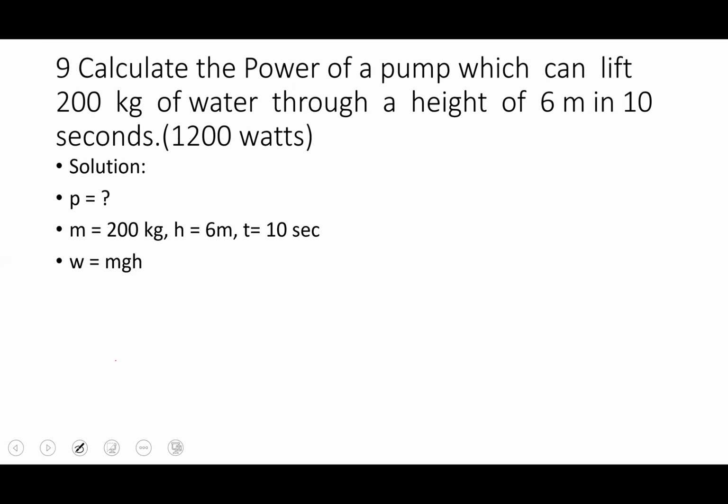So W is equal to mgh, that means the work done in this whole case by the motor is mgh. So power will be mgh divided by t. So 200 multiplied by the value of g, which is 10 meters per second squared, multiplied by the height, which is 6 meters, divided by 10. So the power in this case is 1200 watts, and that is our answer as well.